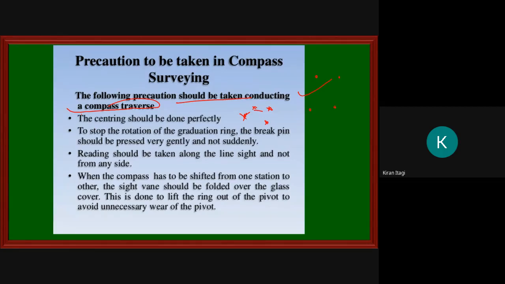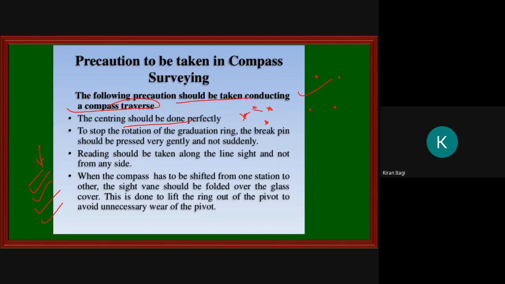So centering should be done very perfectly. Whatever we have seen now, the leveling should be done, centering should be done correctly, sighting should be done. The needle should be freely supported. Bisecting should be done very, very carefully. So these are the precautions.